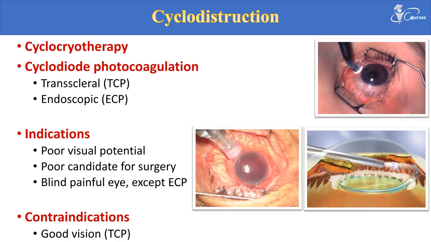Maybe in the past they didn't have enough experience to titrate their dose or their treatment, as they were afraid of hypotony, the persistent postoperative hypotony. But nowadays it is becoming more widely accepted to do cyclophotocoagulation as a primary treatment for a seeing eye for management of cases of glaucoma.